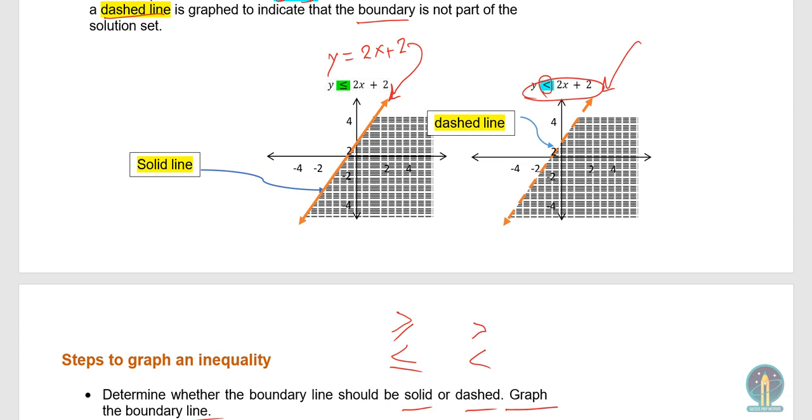If it's true, then you take the side of the point that you chose and shade it. In this case, if you put the origin here, 2 times 0 is 0, and then 0 for y is 0, 0 plus 2 is 2. Is 2 greater than or equal to 0? Yes. So you get a true inequality, so you would shade the region where you took the point from, which happens to be this region, not the other region.